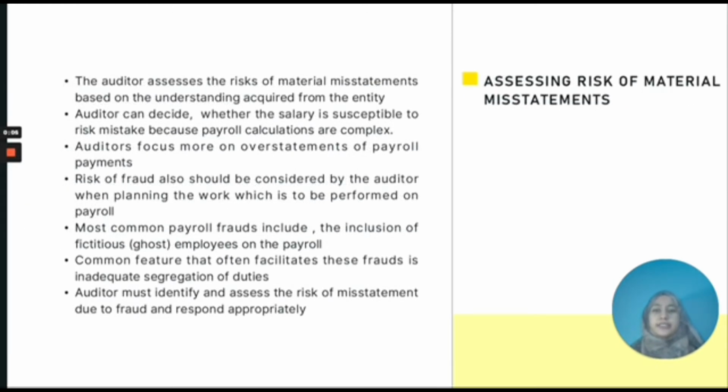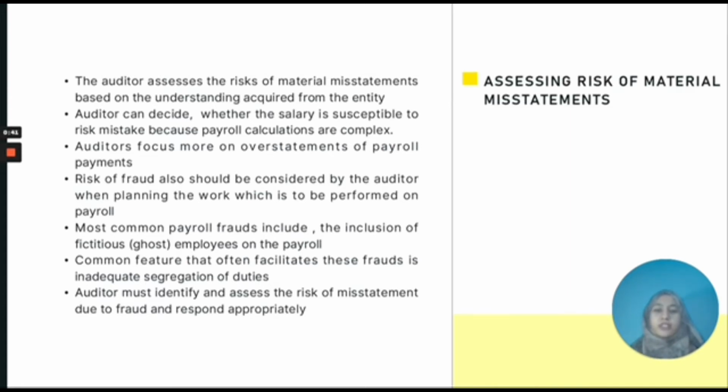Okay, second is assessing risk of material misstatement. The auditor assesses the risk of material misstatement based on the understanding acquired from the entity. The auditor can decide whether the salary is susceptible to risk of mistakes because payroll calculations are complex. Moreover, the auditor focuses more on overstatement of payroll payments because of the impact on employee welfare. Risk of fraud should also be considered by the auditor when planning the work to be performed on payroll, because companies that are well controlled internally can still suffer from fraud.